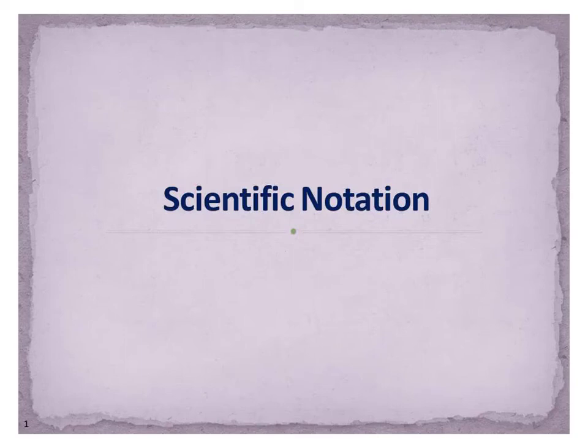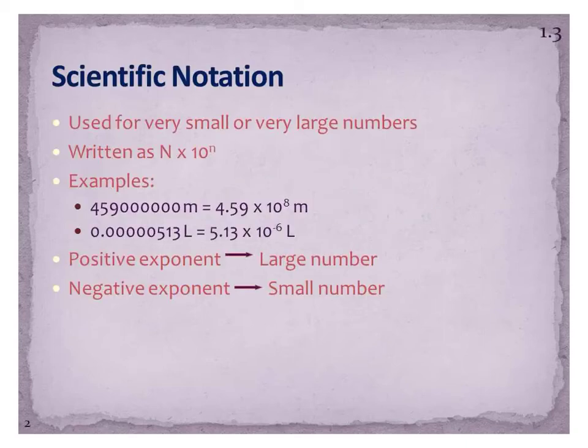In chemistry, many of the numbers we use will be really, really small or really, really big. To make it a little bit easier to handle these numbers, we're going to use scientific notation. Scientific notation is just another way of writing a number when it's really small or really large. And it's written as N times 10 to the n power. So this N is the numerical value, and our little n is our exponent.